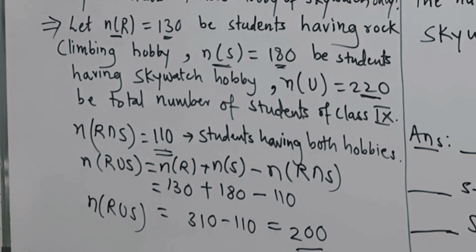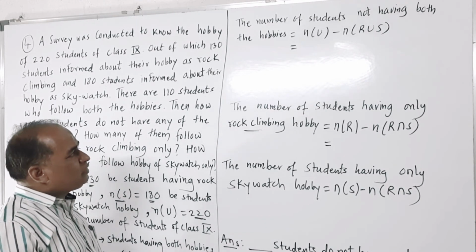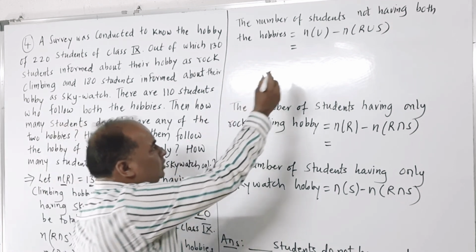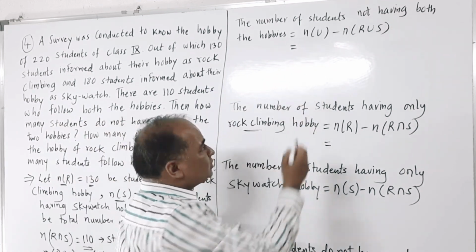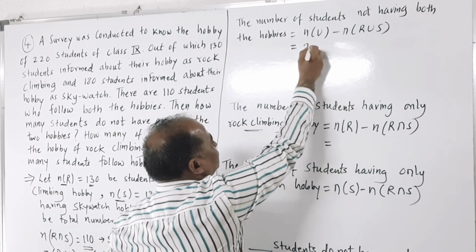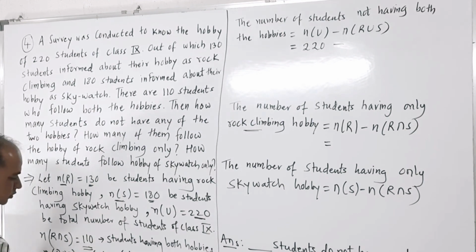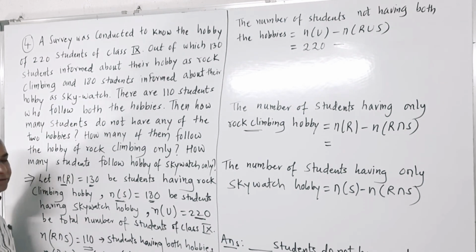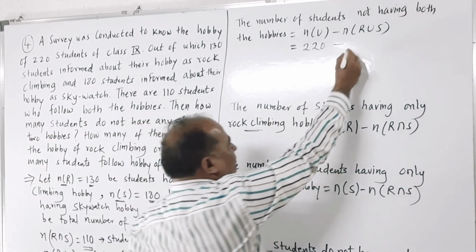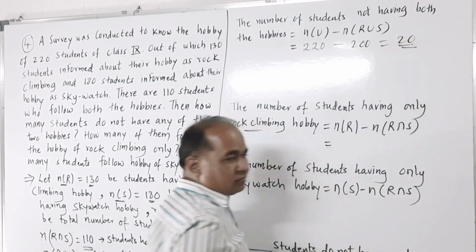Now here we have to first find the number of students not having either of the hobbies. That is equal to the total number of students minus the number of students having either of the two hobbies. So the total number of students is 220 minus 200, the number having either hobby. So 220 minus 200 is equal to 20 students.